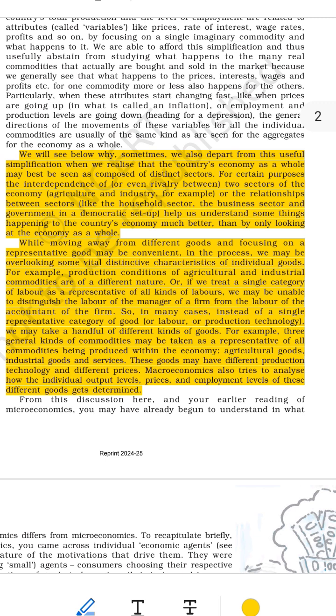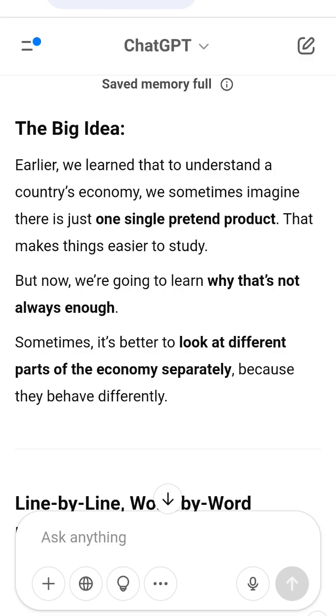Sure, here's the great detail explained in very simple and clear words so that anyone, even someone with no background, can understand it fully. Summary in easiest words. In macroeconomics, we often try to make things simple. One way we do that is by imagining the economy as if it only produces one single kind of product. This is called using a representative good. It helps understand big ideas like total income, total output, and overall prices in a quick and easy way.